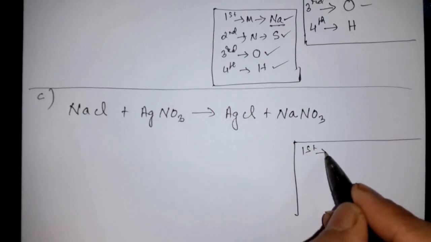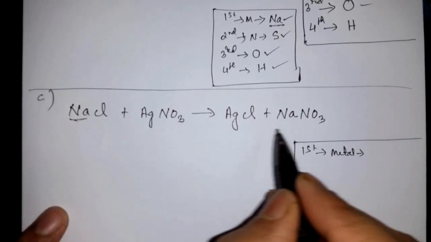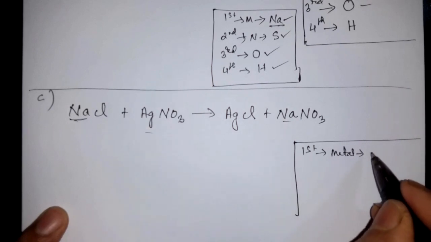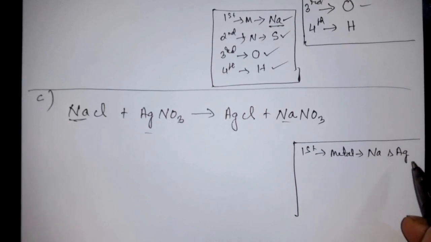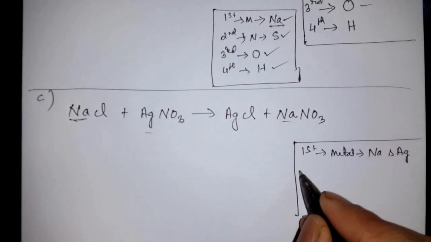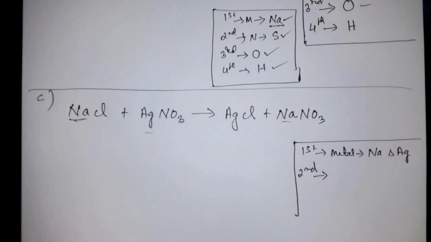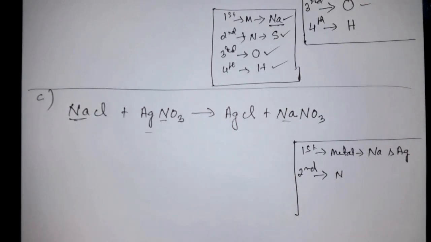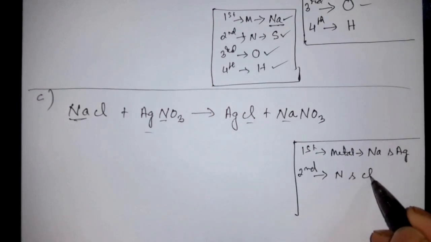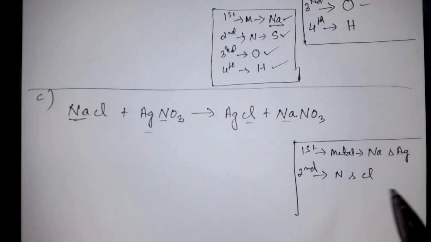So first step, we should identify the metal in the equation. So metal, one is sodium and the other one is silver. So we have two metals, sodium and silver. Anyone you can do first, no problem. But both the metals you have to finish first, then only you go to non-metal. Second, let's see what non-metal is there other than ONH. So non-metal, one is nitrogen and the other is chlorine. So these two also we have to do in the second step, and out of these two, which one you will do first? Anyone, no problem.